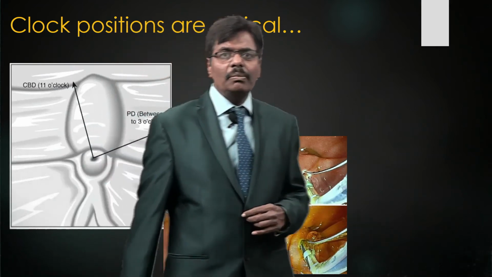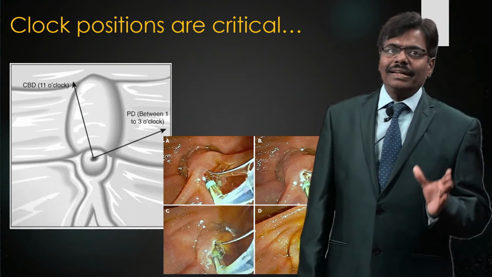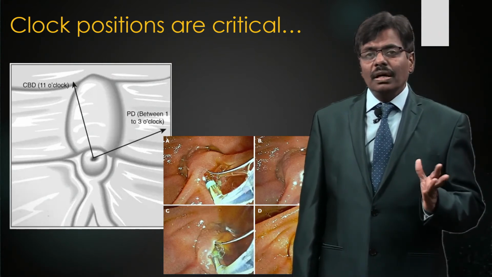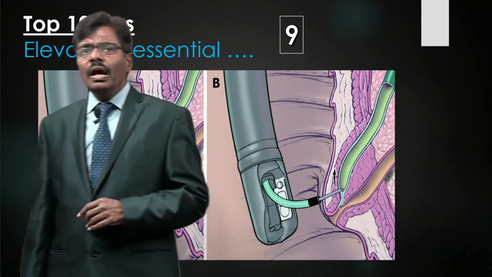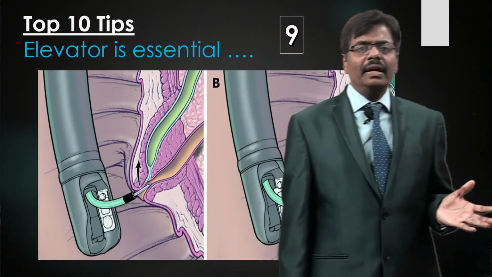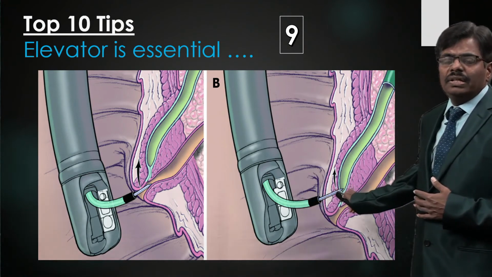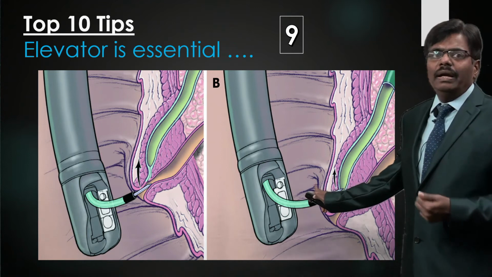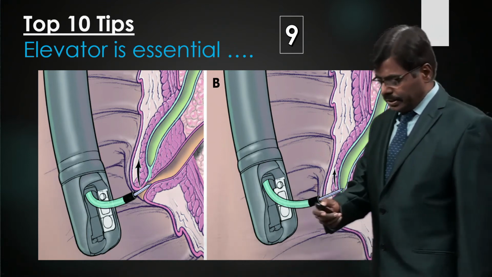Like here, for example, clock positions are critical, like 10 o'clock. What happens if you cut at 12 o'clock, you might ask? Usually the bleeding is undue and unnecessary in that situation. The next is the elevator. I am sure I need not tell you again and again the importance of the elevator. If the elevator is fully down, you will be able to get up into the bile duct. If it is half down, then it will only go into the pancreatic duct.